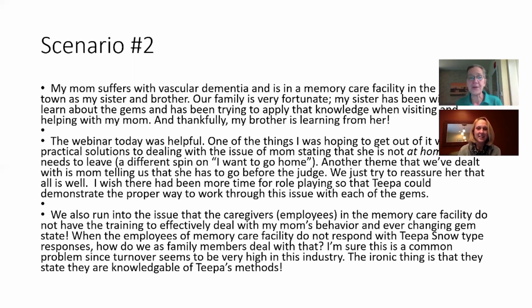And another theme that they've been dealing with is mom telling us that she has to go before the judge. So there's something going on there. So we're trying to figure out how to help with that. She also runs into the issue that the caregivers or the employees don't have the training to effectively deal with mom's behavior in the ever-changing gem state. So how do you, as family members, help? Because it is a very common problem that people don't know a whole lot about this when they get into that space, and they don't necessarily last a long time when they don't know a lot about that.